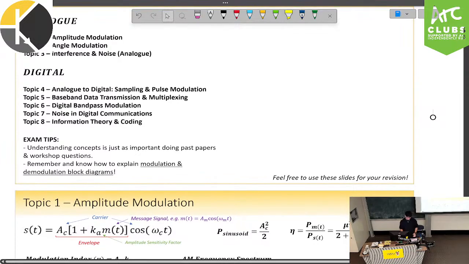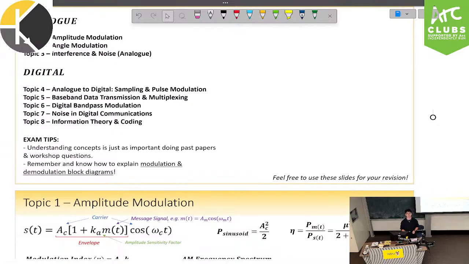Some exam tips from Mohammed. As it is important to look at past paper questions, he also emphasized that it's really important to understand the concepts. A lot of the questions will be purely conceptual, and there'll be a lot of questions asking for explanation of block diagrams, specifically in terms of modulation and demodulation.